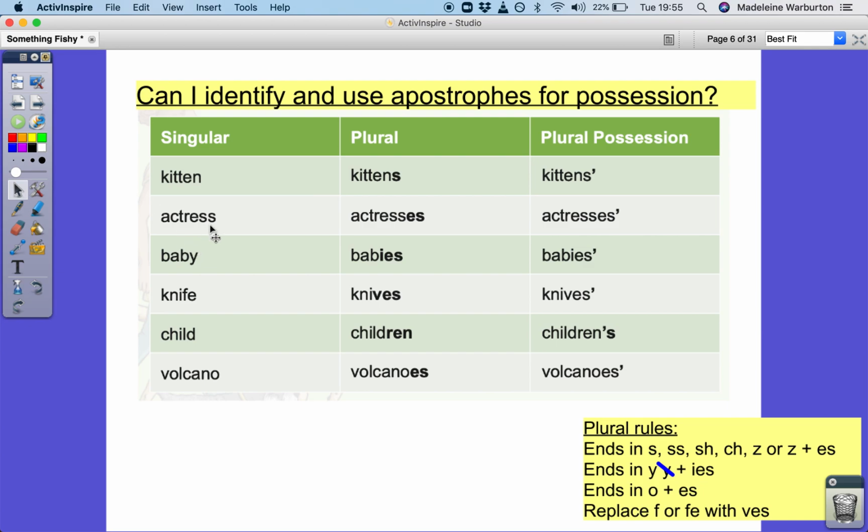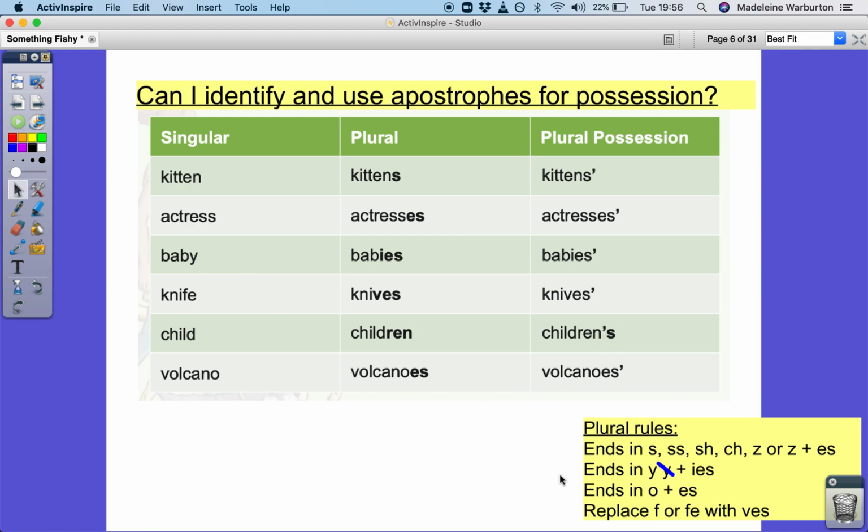So baby ends in a Y, and we know that if it ends in a Y, we add IES. And because it ends in an S, if we're talking about the babies' bottle, we put an apostrophe. Knife, we replace the F, E with a VES. That's this rule down here. Because it ends in an S, we put the apostrophe afterwards. Child, well, we know that's an irregular plural, so we know that's children. It doesn't end in an S, so the apostrophe goes before the S.